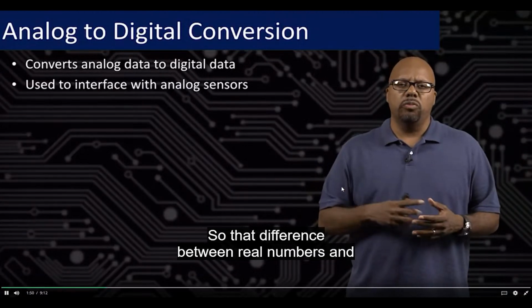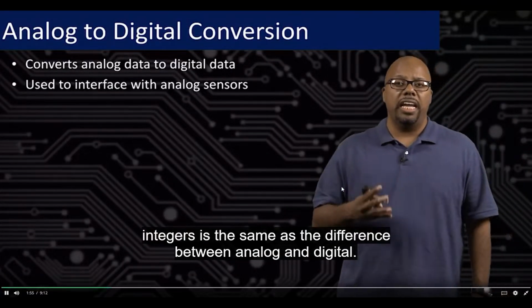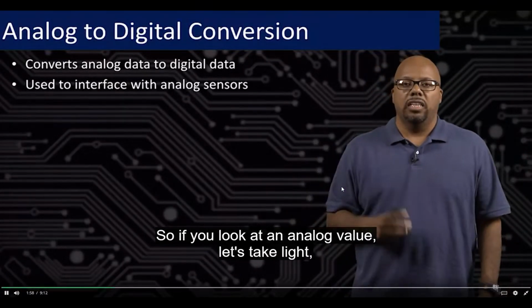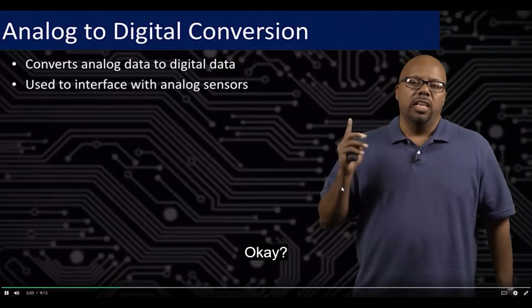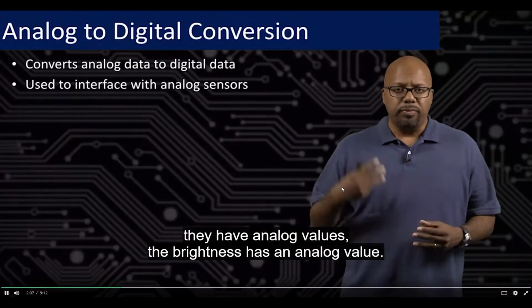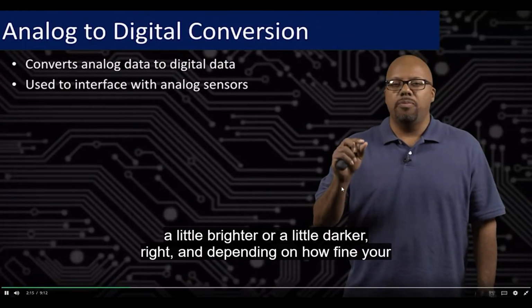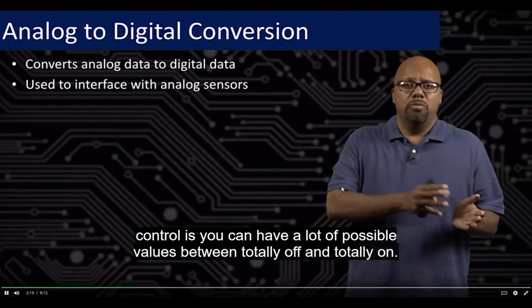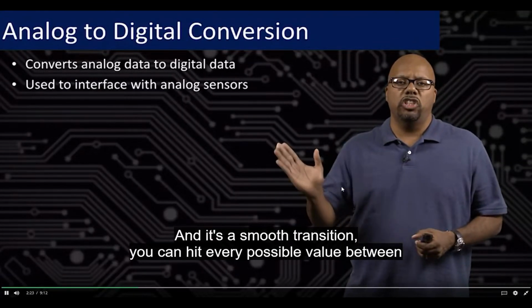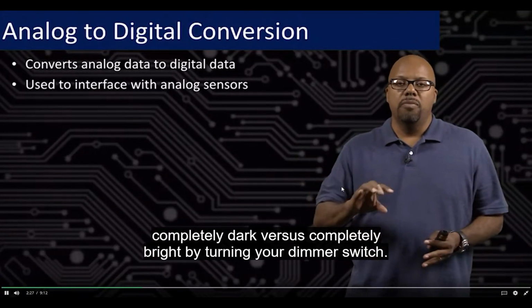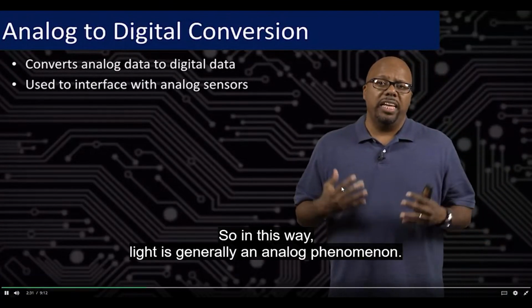So no fractions. That difference between real numbers and integers is the same as the difference between analog and digital. If you look at an analog value, let's take light. I've got a lot of light, these lights pointing at my face. Lights generally have analog values. The brightness has an analog value. You can take a light, connect a dimmer switch to it, and make it a little brighter or a little darker. Depending on how fine your control is, you can have a lot of possible values between totally off and totally on, and it's a smooth transition. You can hit every possible value between completely dark and completely bright by turning your dimmer switch. So in this way, light is generally an analog phenomenon.